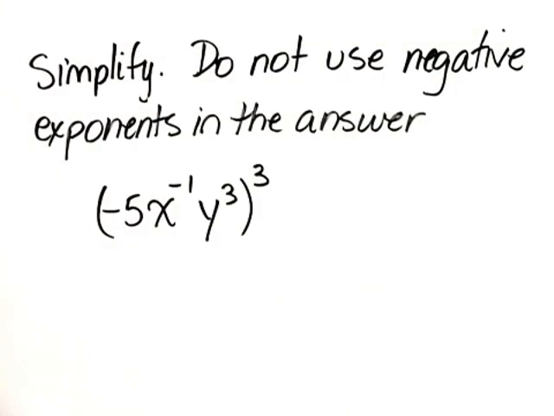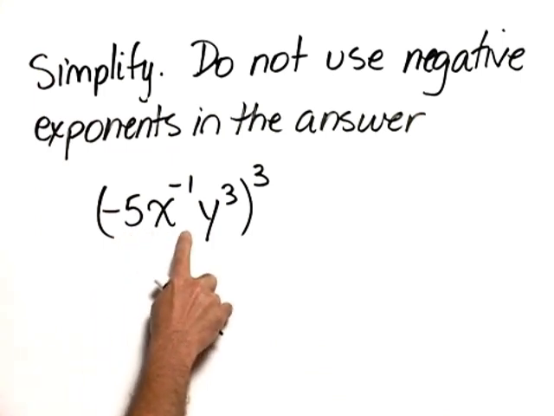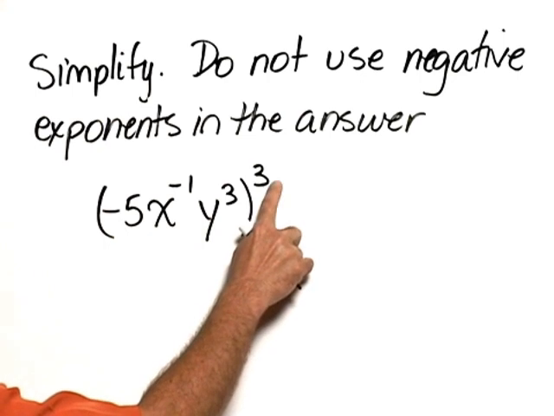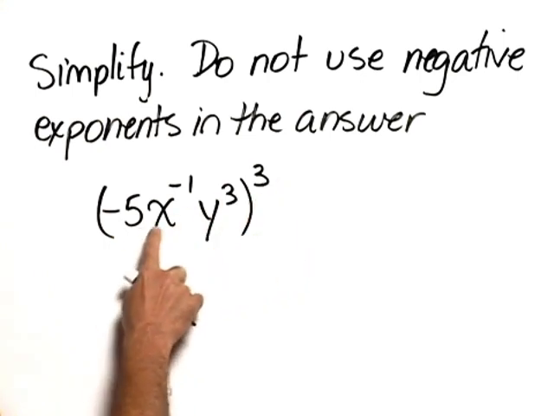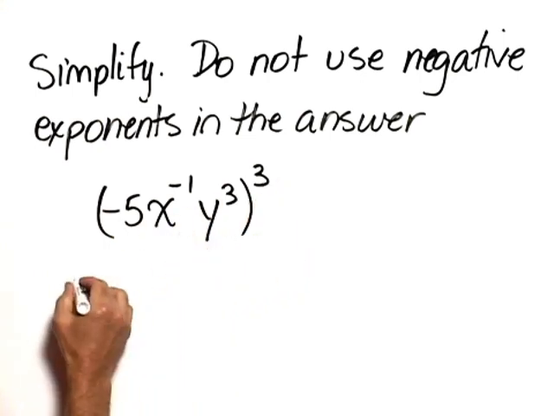Simplify. Do not use negative exponents in the answer. Negative 5, x to the negative 1, y cubed, that quantity cubed. Well, when we have a product raised to a power, the power applies to each of the factors.